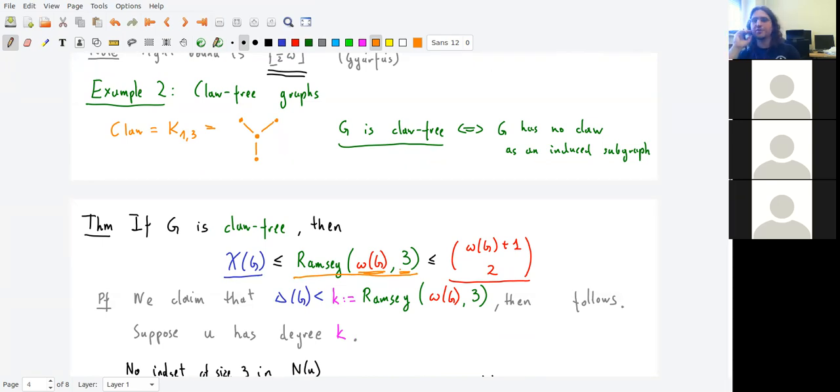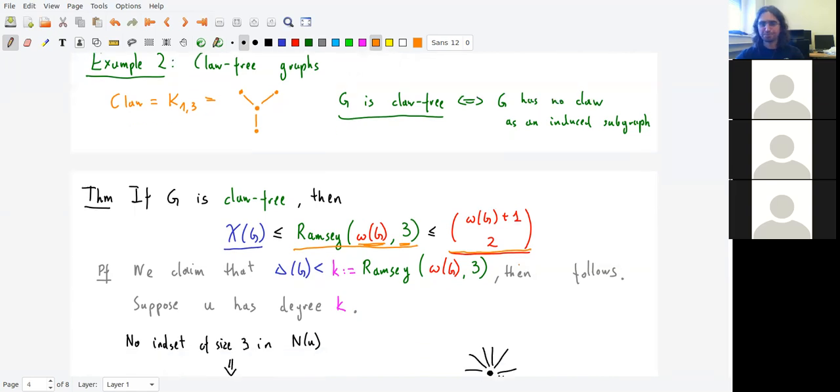The Ramsey number being that in any graph on at least this number of vertices, you either see an independent set of size 3 or a clique of size omega. The bound on this Ramsey number can be proven using a standard bound. So this is actually a polynomial in omega.